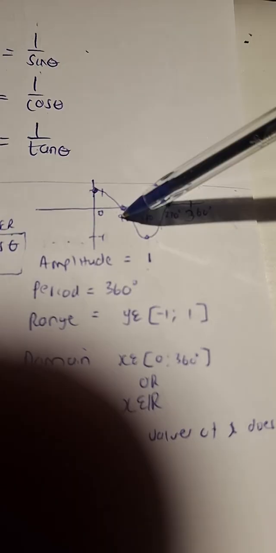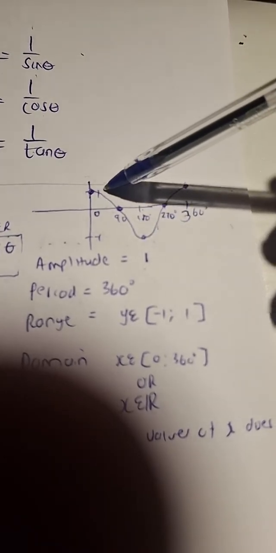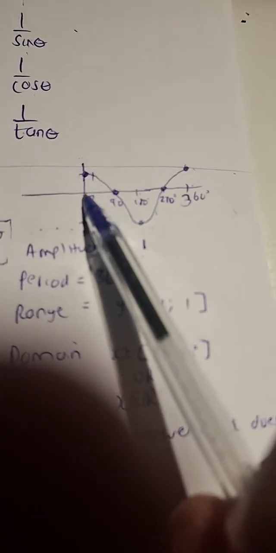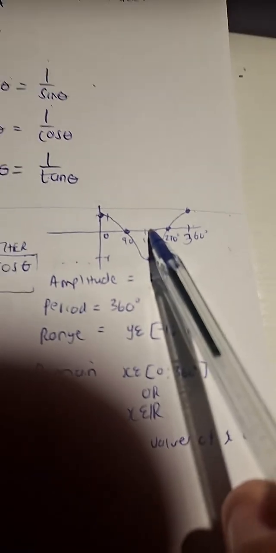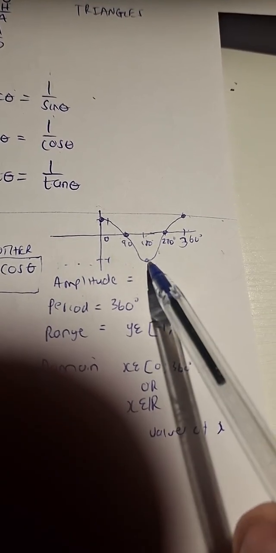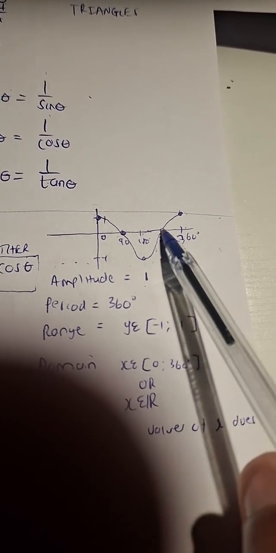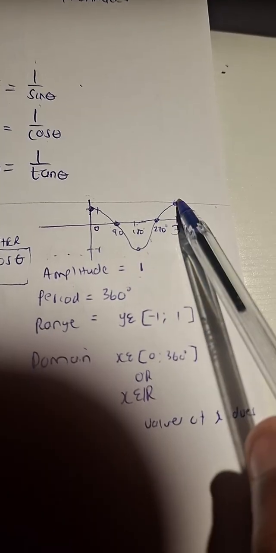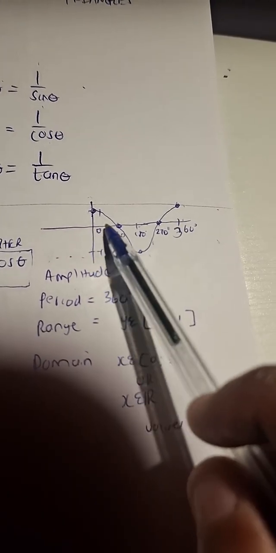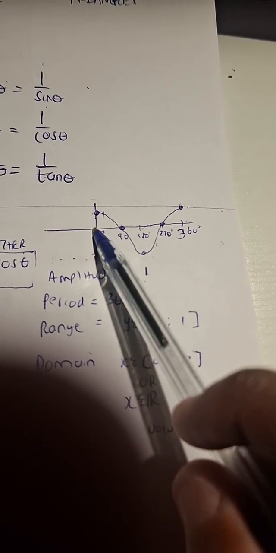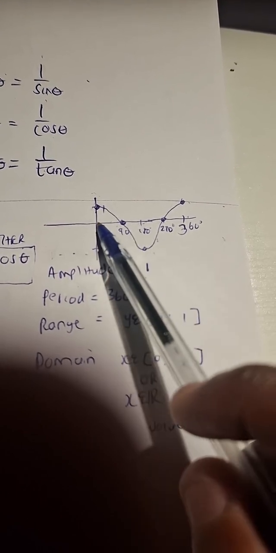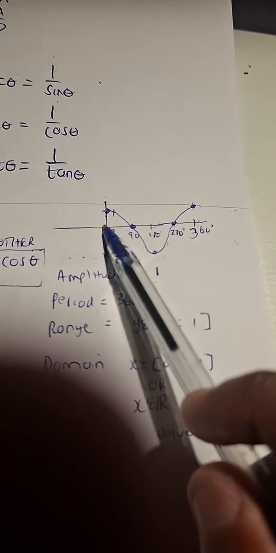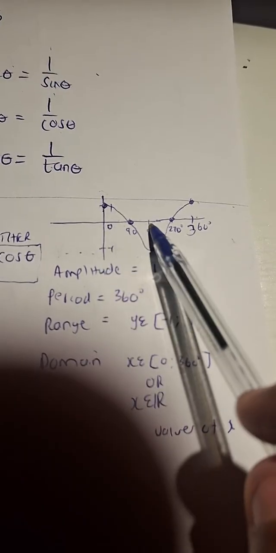So let's look at the shape and the pattern of the function. Here the function is going down, so that means here it's decreasing. It decreases from 0 to 180, right? Then from 180 all the way to 360, it's increasing. So when we write our answer, we must be able to identify where the function is decreasing from where to where. We're looking from left to right.